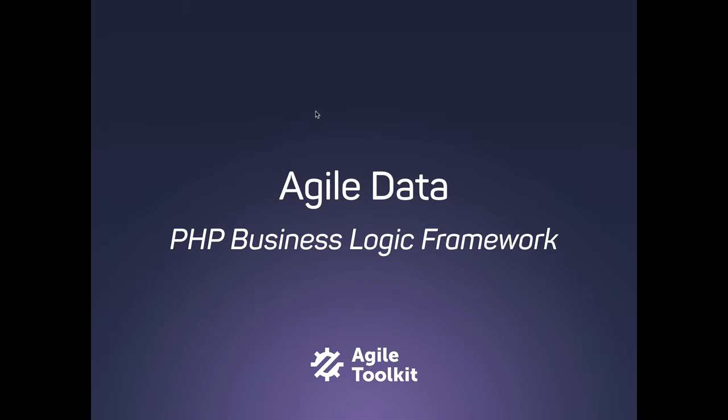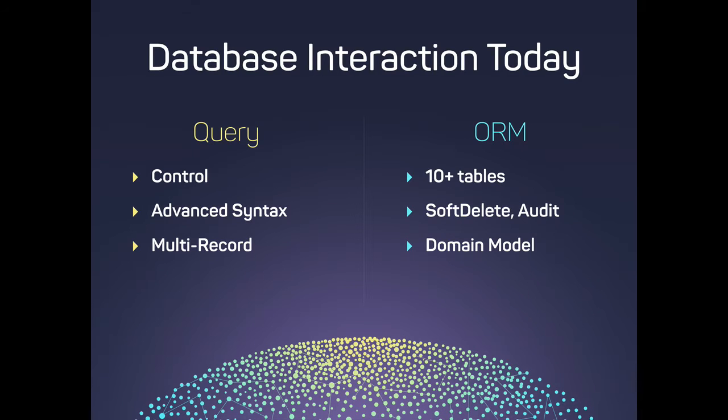Today I'd like to talk about the love and hate relationship between people who prefer query building and the people who prefer object relational mappers. Why is each of these groups sticking to their ideals?